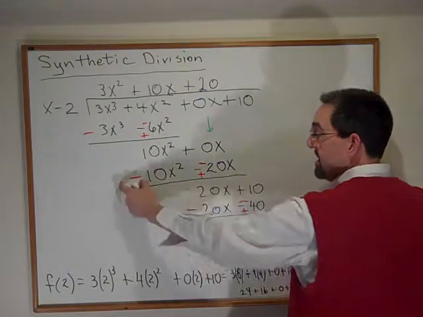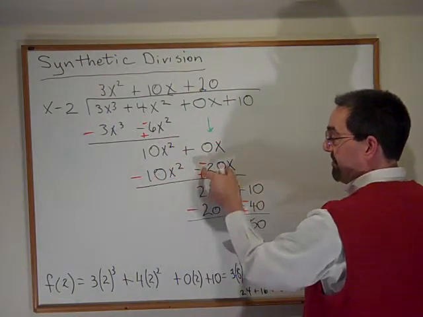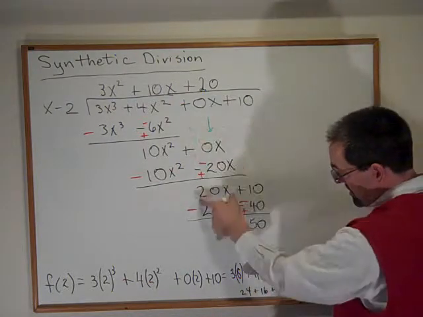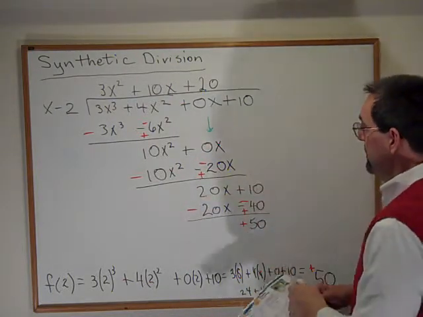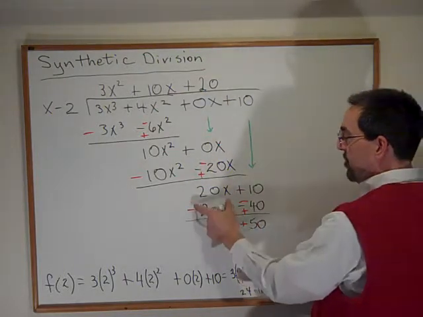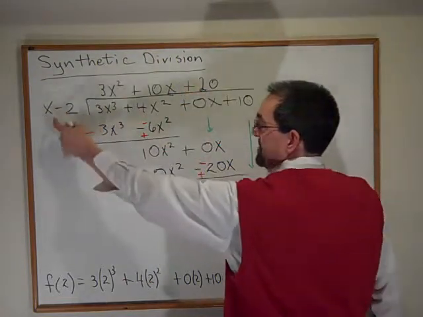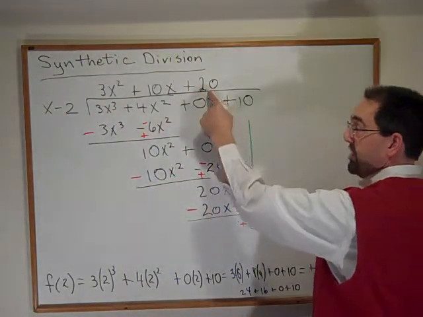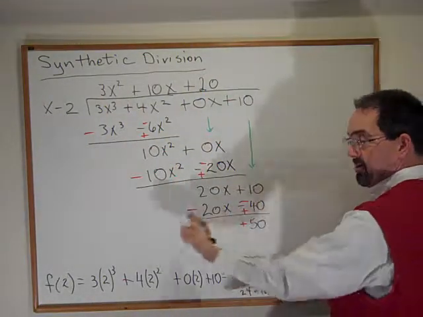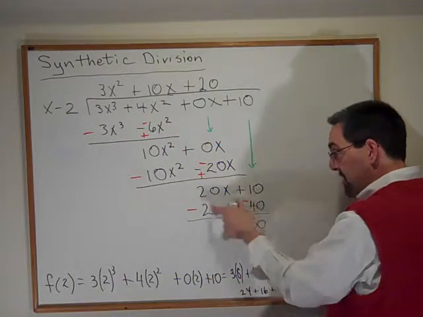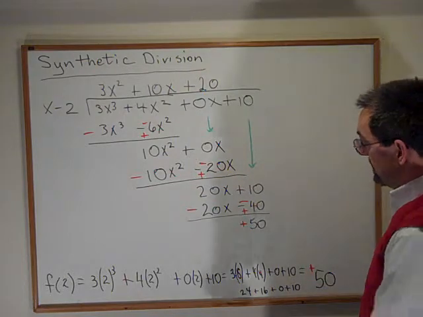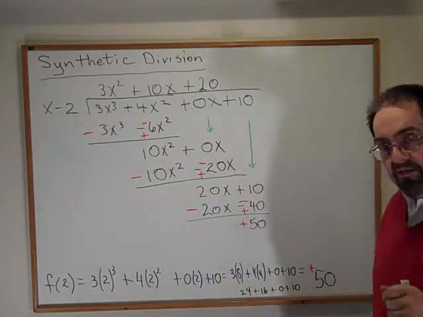Again, when we subtract, this minus is distributed to both of them. Minus 10x minus a minus 20 gives us the plus 20x, bring down the 10. And we'll have the 20x plus 10. How many times does x go into 20x? 20 times. 20x minus 40. When we go to subtract, minus is distributed to both of them. Minus 20x minus a minus 40 gives us a plus. When we add it down, we get that positive 50.